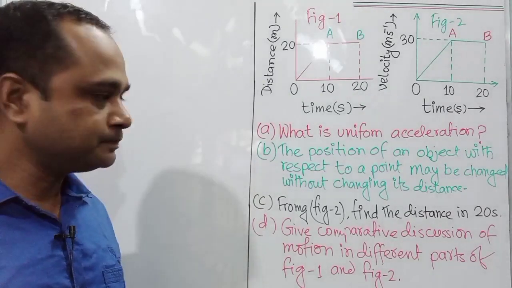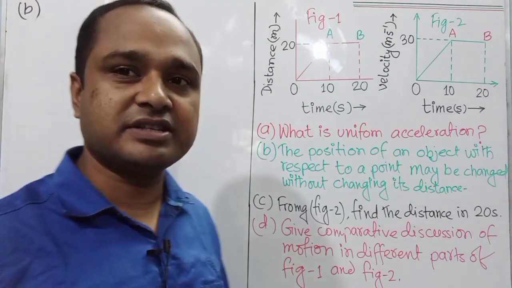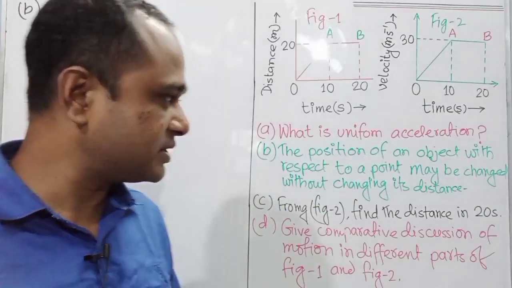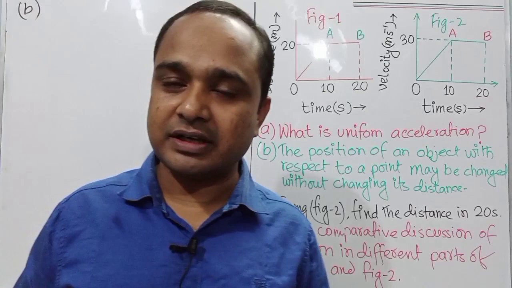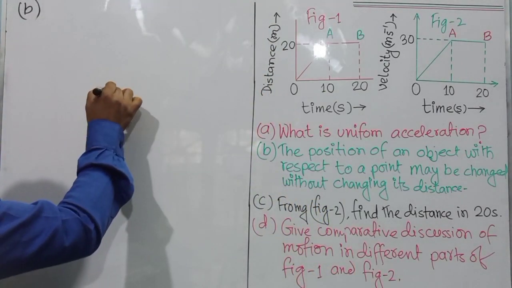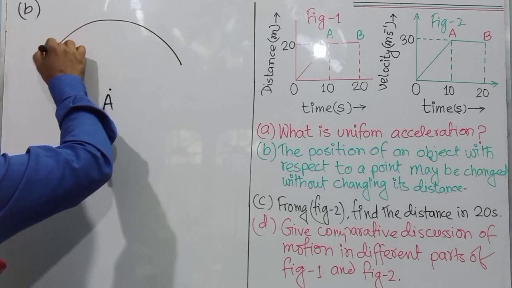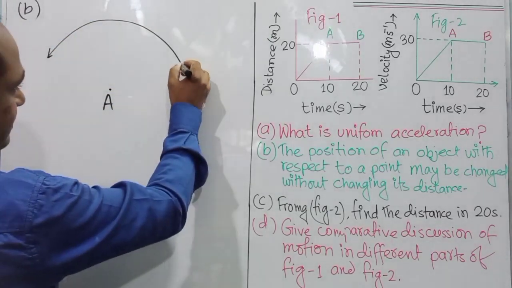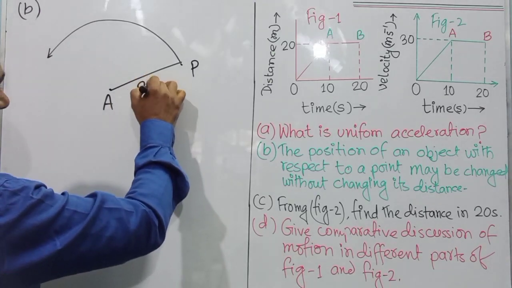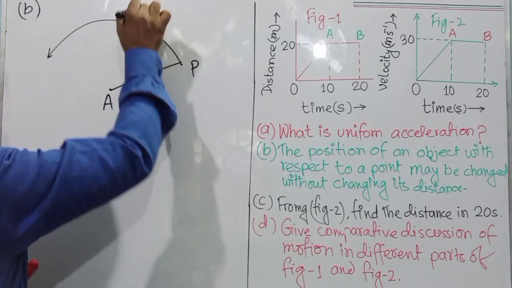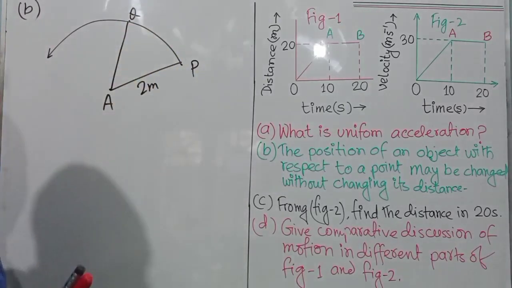Now in question B, it says that the position of an object with respect to a point may be changed without changing its distance. Dear students, to explain this phenomenon, the simplest way is that suppose we consider a point A and a particle is moving along a circular path centering A. When the particle is at point P, the distance of the particle from point A is denoted by 2 meter. When it moves to point Q, the position of the particle is changing, but the distance from point A is not changing.